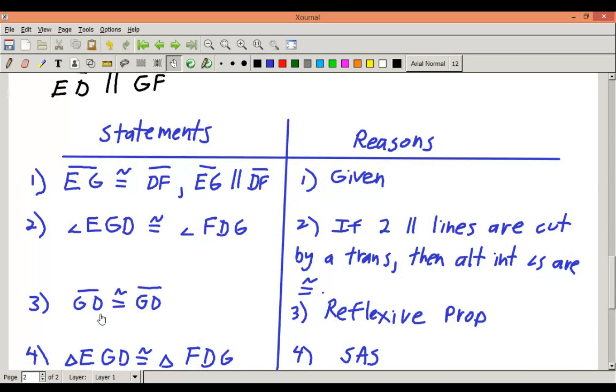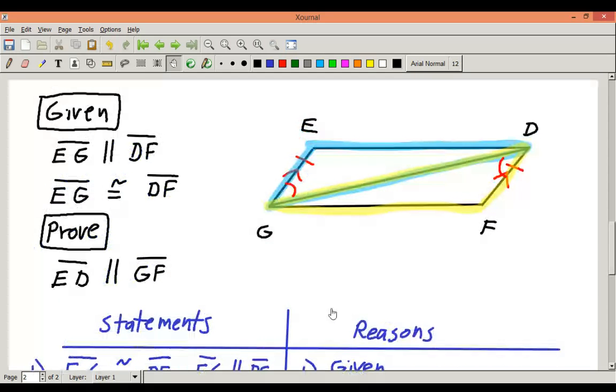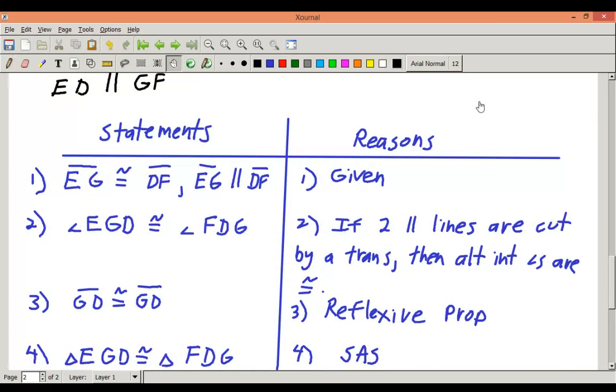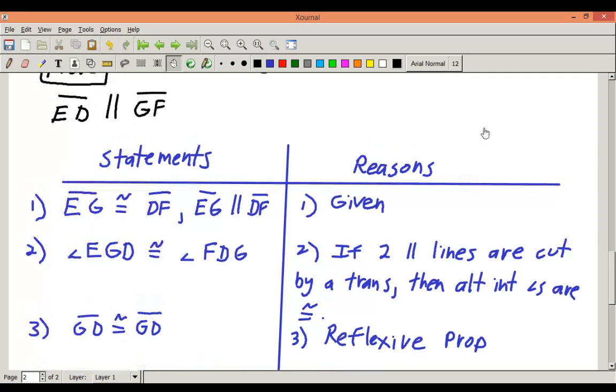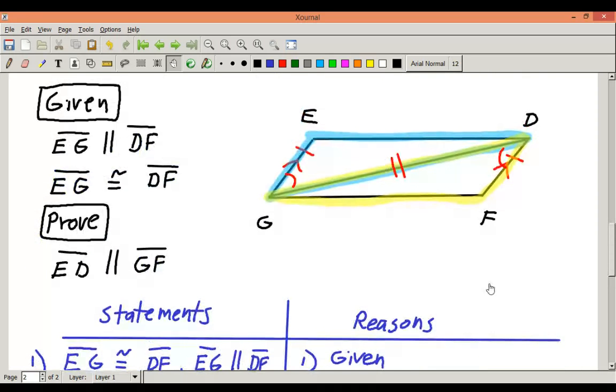Now look at our third statement. So segment GD is congruent to segment GD. Let's mark that off. Segment GD, that's that segment there, is congruent to itself by reflexive property. All right, so we see that in the reason. Okay. So now we have all that marked off in our diagram.